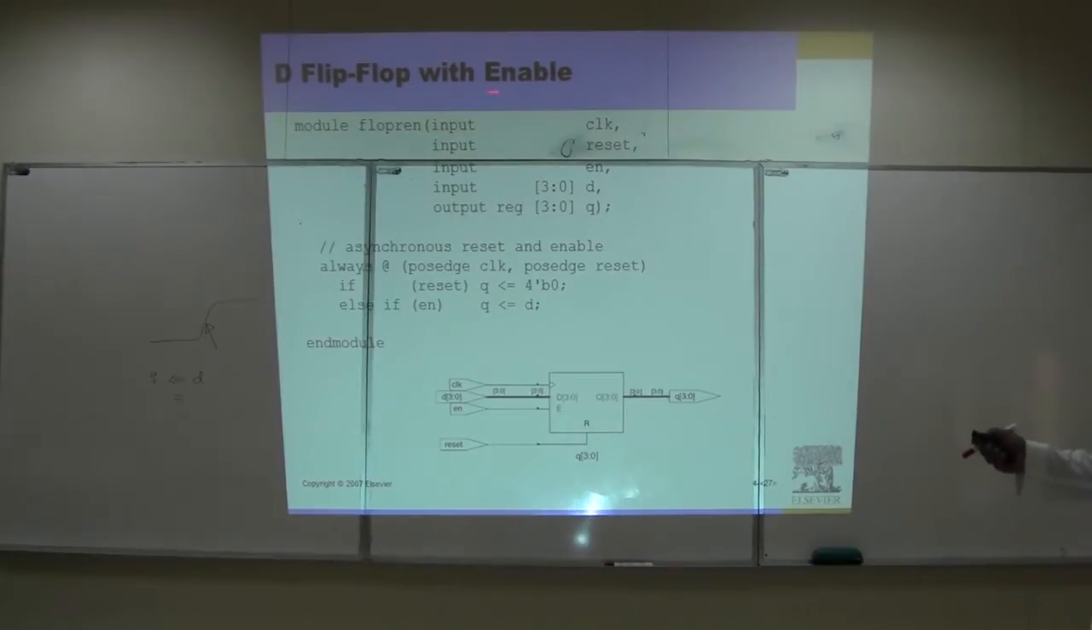what should you do? This is enable, right? So Q will get the value of D, but enable must be high, right? Enable, that's why it's called enable. If enable is low, you should not change, right? The flip flop should not work. That's why here we put another condition: if the reset is true, Q will get the value of 0. Else if enable, this EN, if this is high, Q will get the value of D.